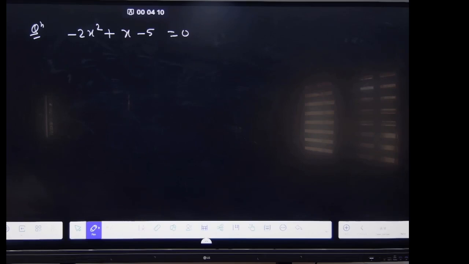What is A? Minus 2. B? C? Correct. D? Correct. Meaning a minus value you will get.